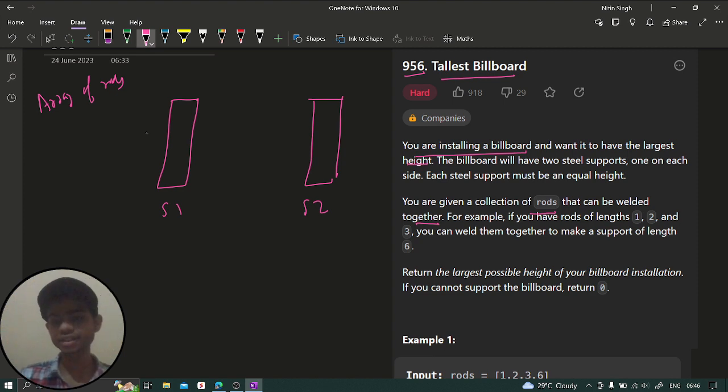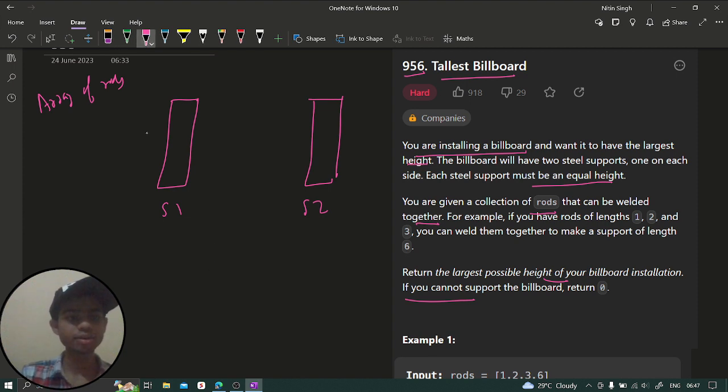Now return the largest possible height of your billboard installation. If you cannot support the billboard, return 0. So now guys, what we have to do, we have to return the largest possible height of our billboard installation. The first thing they have mentioned is that they should have equal height. Each steel support must be an equal height. So we have to make steel supports by welding these rods such that they will have equal height.